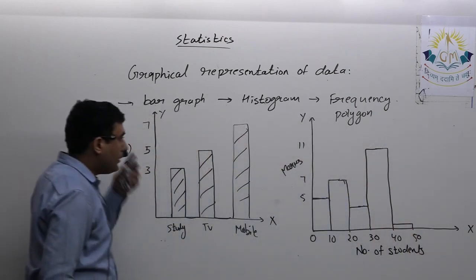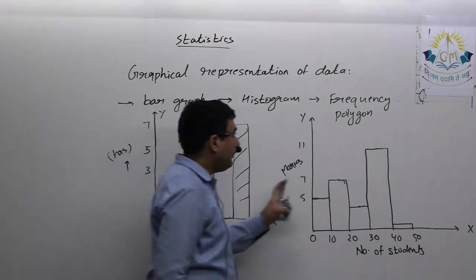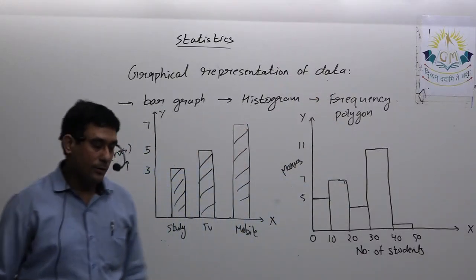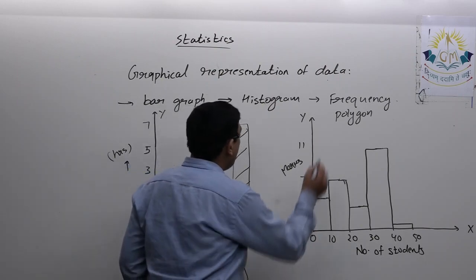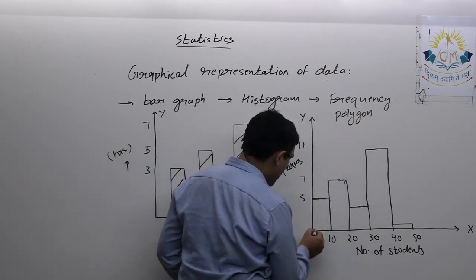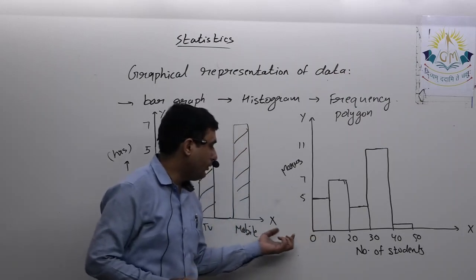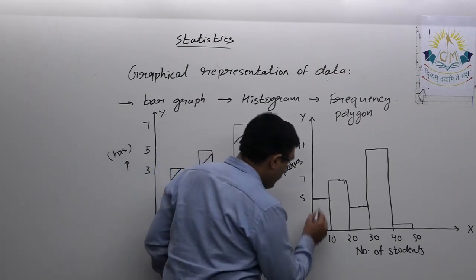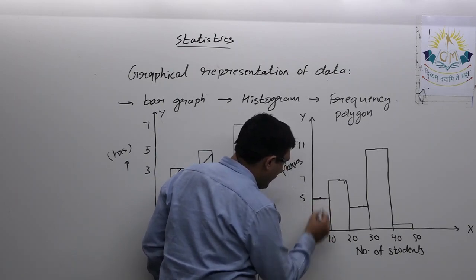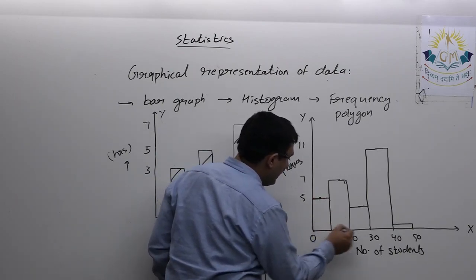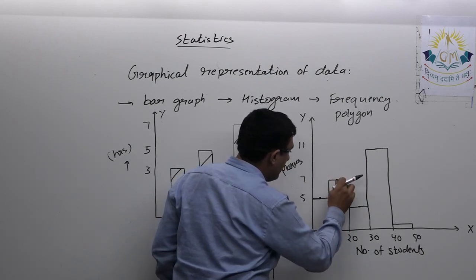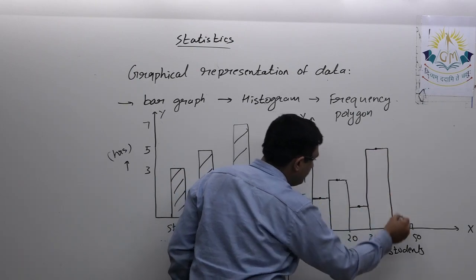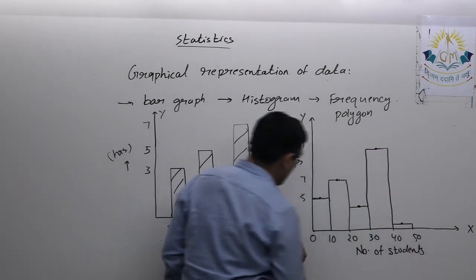Now, the frequency polygon. A frequency polygon can be drawn with the help of a histogram as well as without a histogram. For that, we find the class mark of each class. We just saw that the class mark is the lower limit plus upper limit divided by 2. So the class mark is 0 plus 10 by 2, that is 5, and 10 plus 20 by 2, that is 15. Get these points in this way for the class marks.